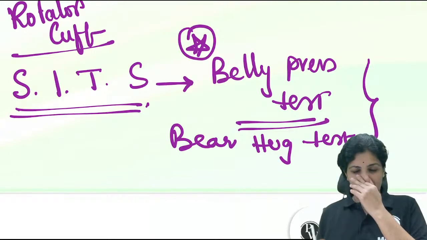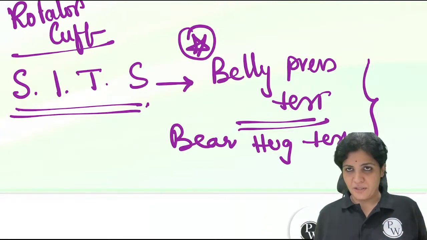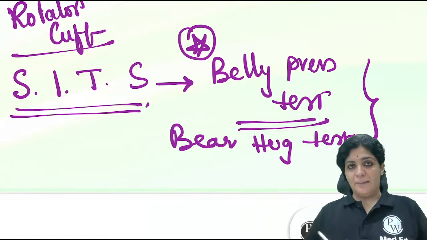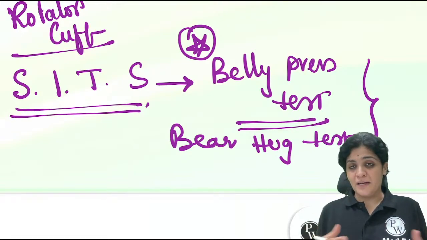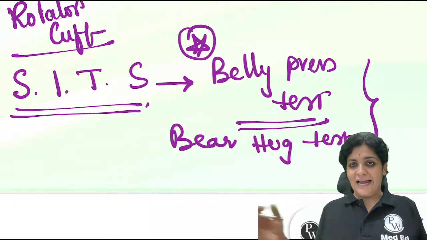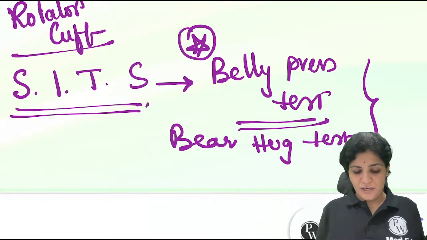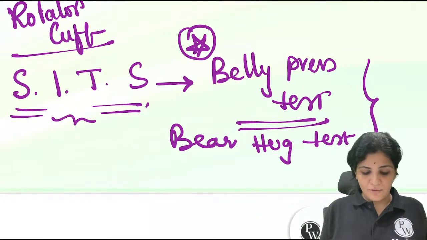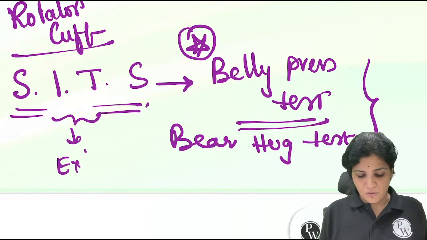So subscapularis is mainly for the internal rotation, right? So you test for the subscapularis, and teres minor and infraspinatus are both for the external rotation, right? So you try to test the lag test. You try to do the external rotation and then you see whether you're able to do the external rotation or not.